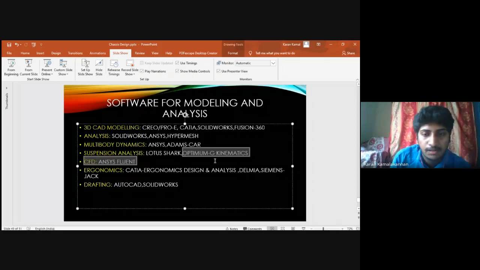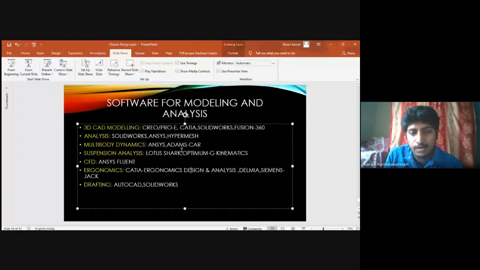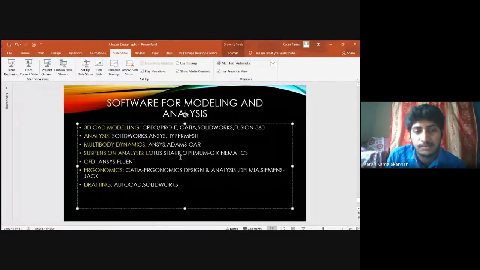I don't know whether it is now available as a free student version or not, because I used it during my course in 2017. It is from a company named OptimumG, you know, right? They had their own racing team, and they designed the suspension software. You can also use this if available.